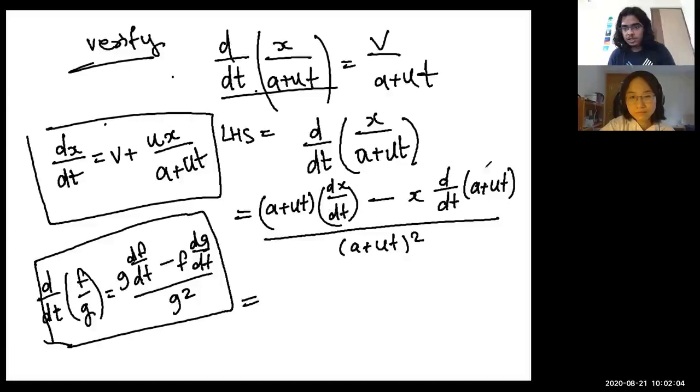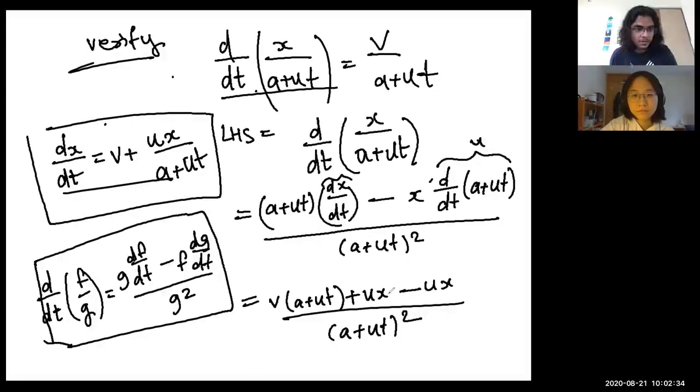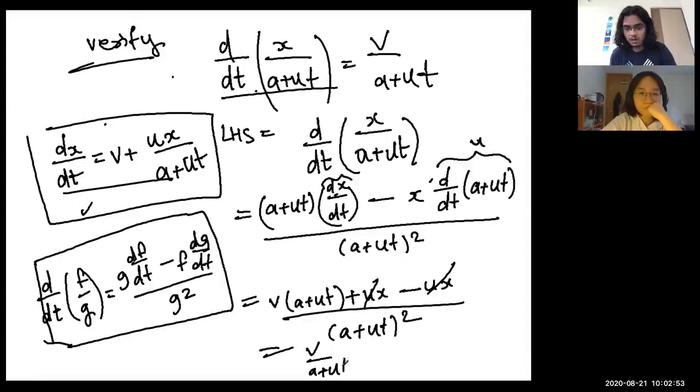And so now we know that this thing here is u, and we also know what dx by dt is from here. So let's use that as well. So we have v times, if you multiply this by a plus ut, you get v a plus ut plus ux over a plus ut times a plus ut, that is ux, minus ux over a plus ut whole squared, right? This is just substituting dx by dt from here, and d by dt of a plus ut is u, as you pointed out. And that's exactly the right-hand side. The ux and the ux cancel out, and you're left with v over a plus ut, which is what you needed. And so you verified this equation.